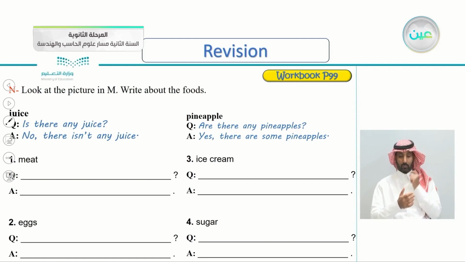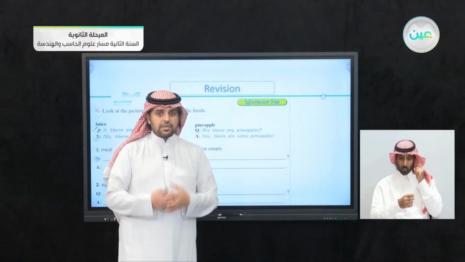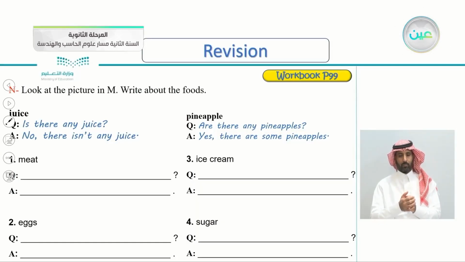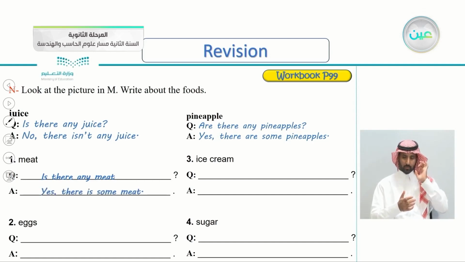So now I think you got the hang of it. You know what you need to do in this question. So let's answer them together. Number 1, meat. So how do we ask about meat? Yes, is there any meat? Any non-count, we say is as if it's singular. Is there any meat? So whether you say yes or no. Yes, there is some meat. If it's no, no, there isn't any meat.